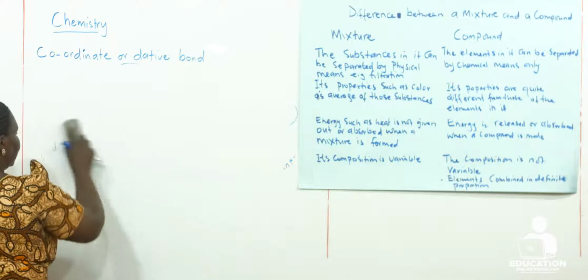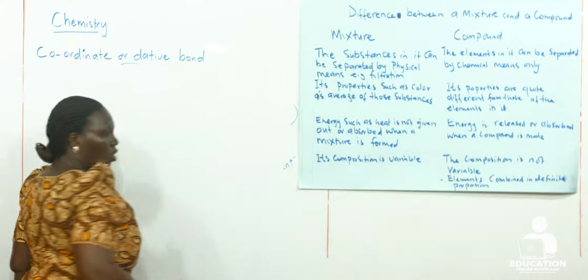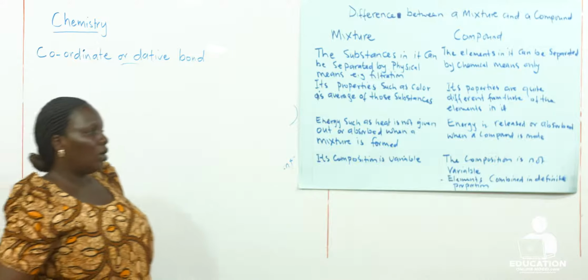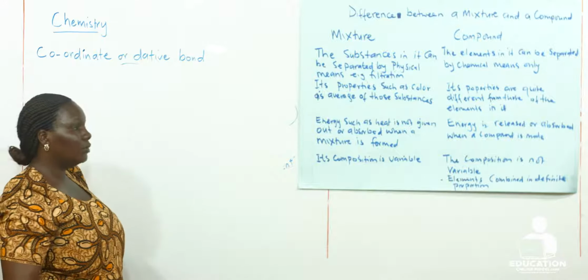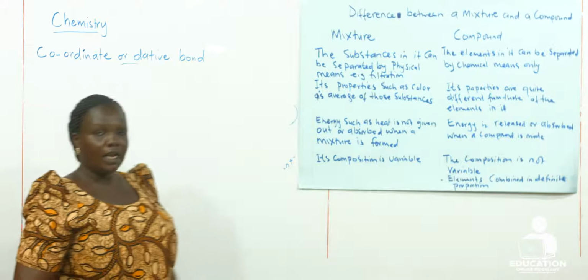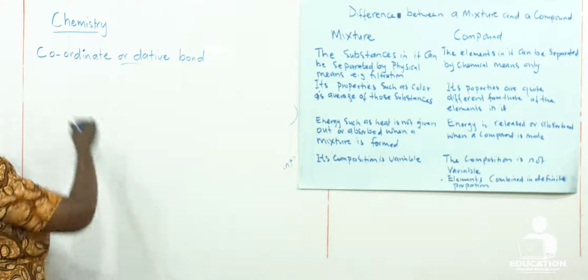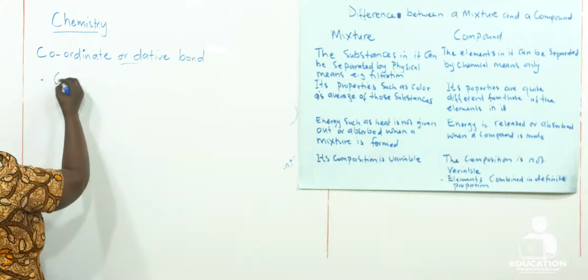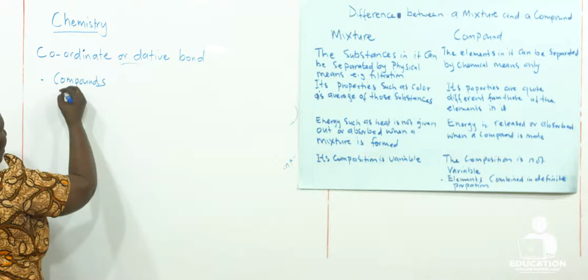So we said elements lose or gain or share electrons in order to gain stability. And then in losing or gaining or sharing, they form compounds. So we have what is called compounds.